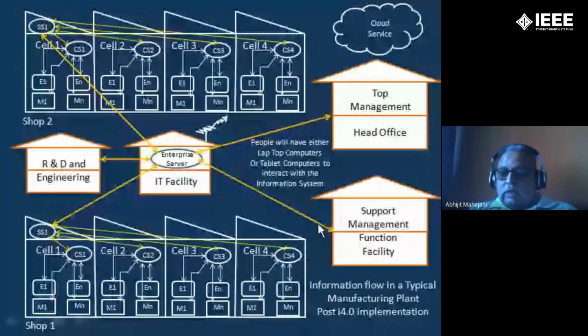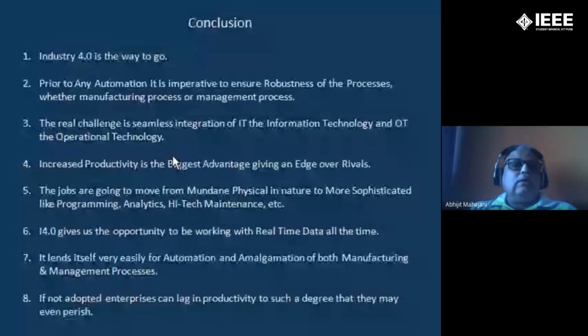So with that, let's conclude that Industry 4.0 is the way to go. Why? Because you want to be productive. Prior to any automation, it is imperative to ensure robustness of the process. That's what I've emphasized earlier also, that the manufacturing process and management process should be very robust. Otherwise, you'll end up with a lot of quality issues.